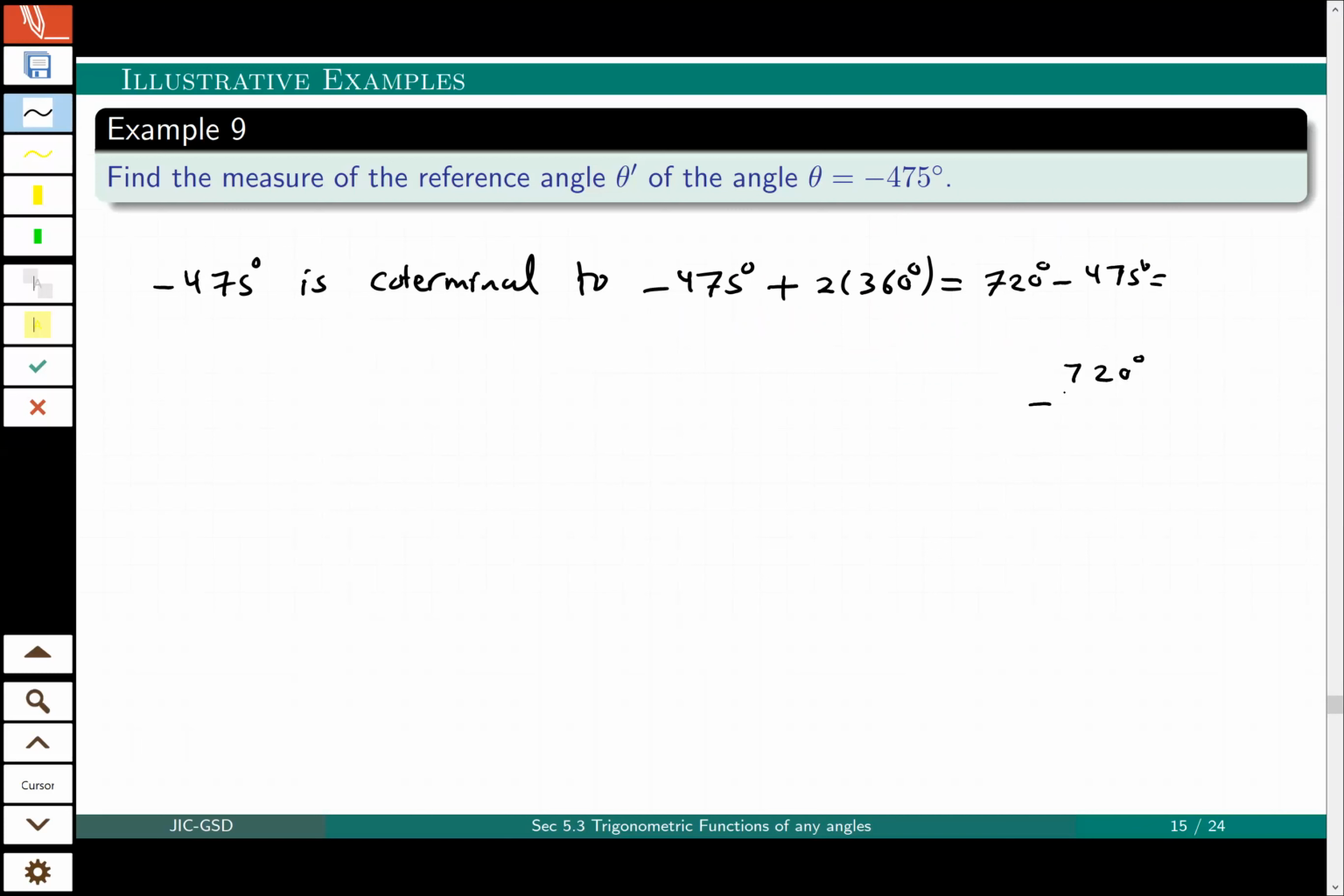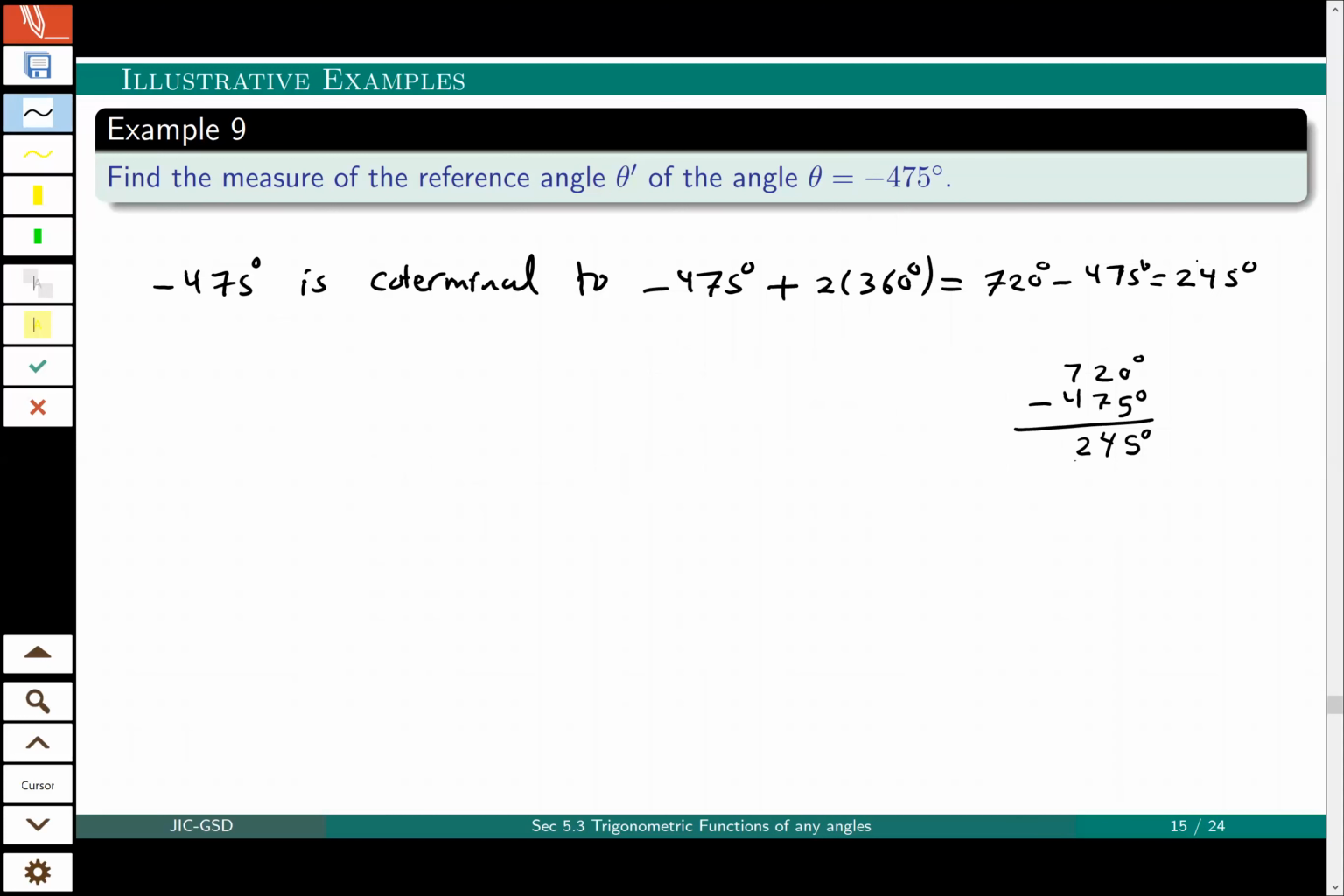720 minus 475. 10 minus 5, it's 5. And 11 minus 7 is 4. And 6 minus 4, it's 2. To check, 5 plus 5 is 10, 5 plus 7 is 12, 3 plus 4 is 7. So that is equivalent to 245.